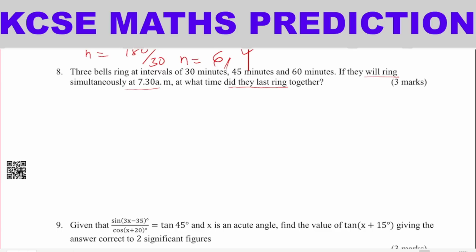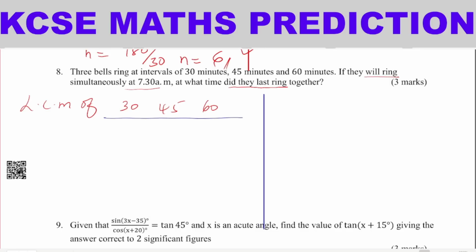And to do that, we shall get the LCM of 30, 45, and 60. So this will give us the time intervals in which these bells ring together. So let's get the LCM.